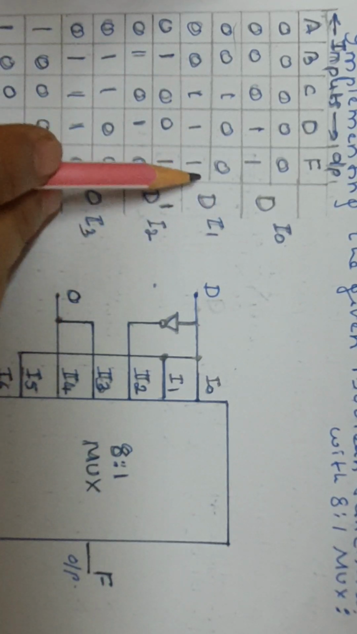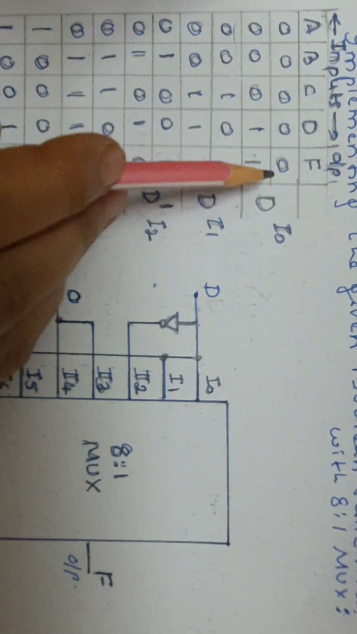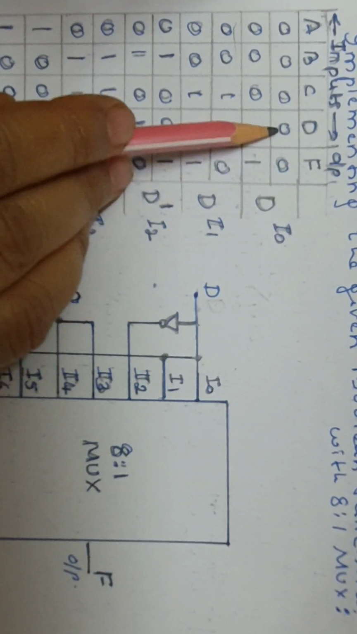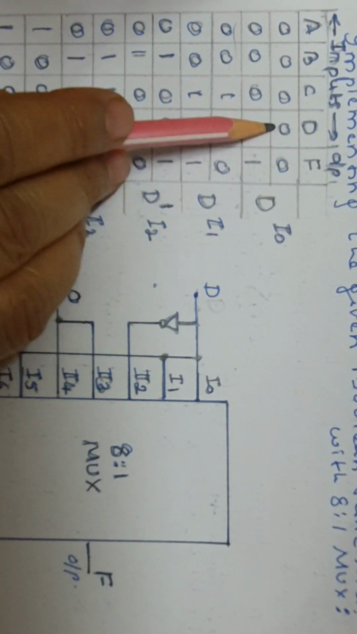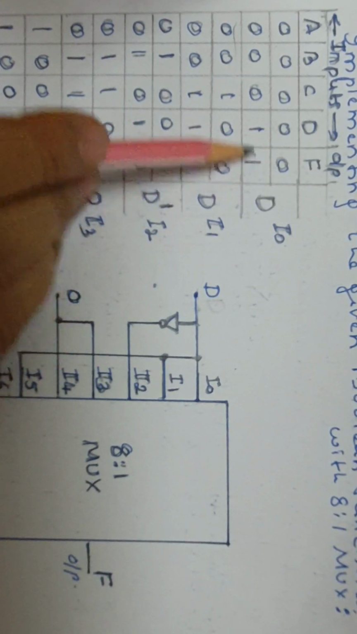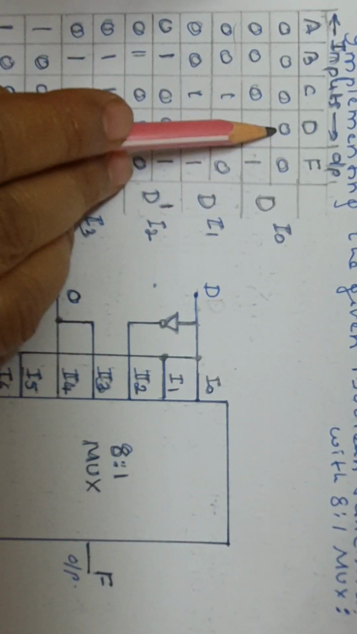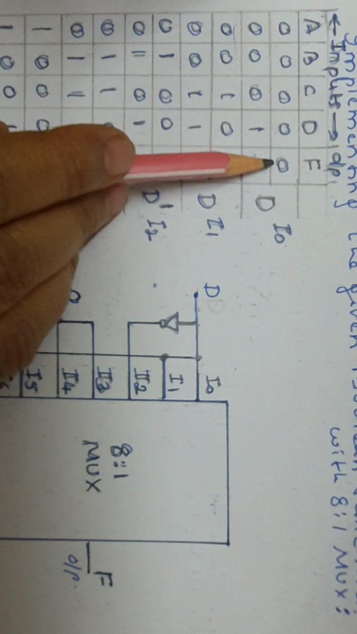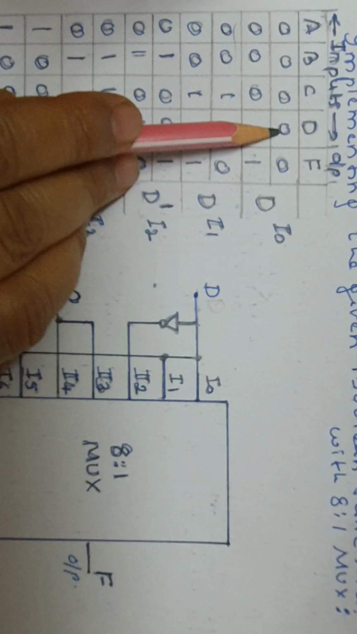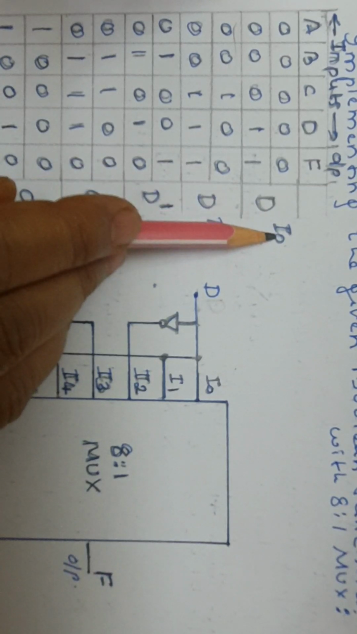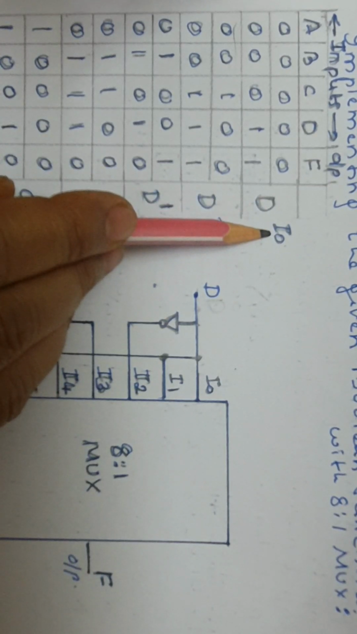Then for each group, what we have to do? We have to observe F, that is the output, how it is according to the D input. F is 0, F is 1 in the first group. If you observe the D input, also it is 0 and 1. So it is the same. F is the same as D. Hence this is written as D here, and that input is called I0.